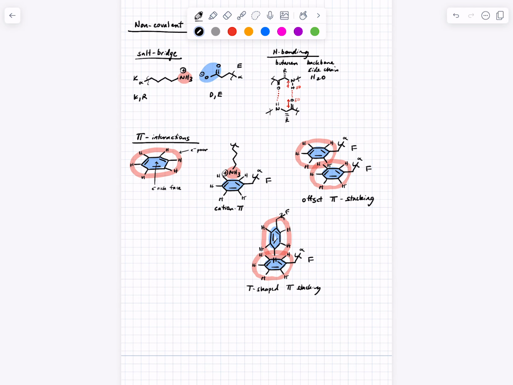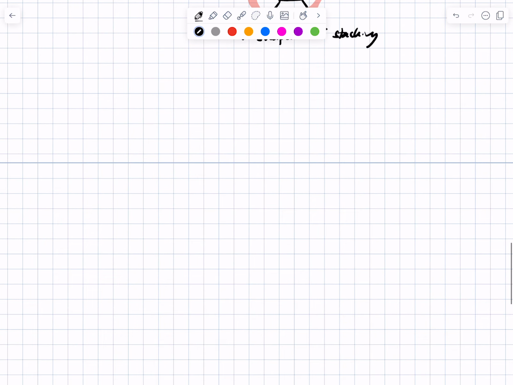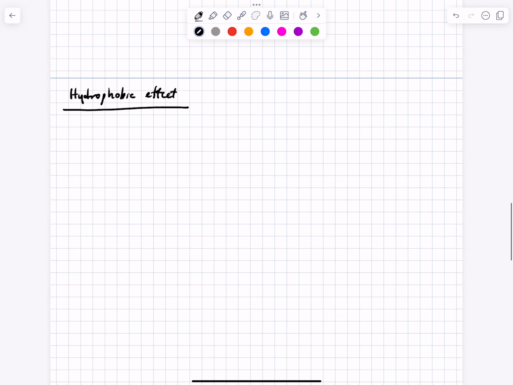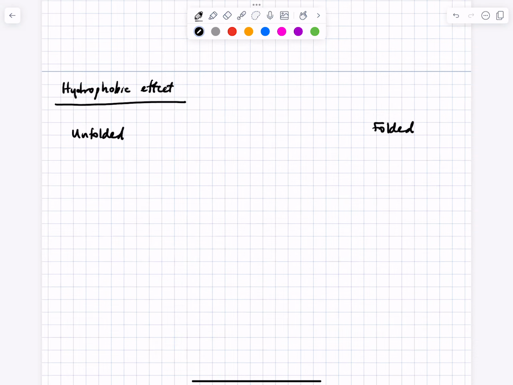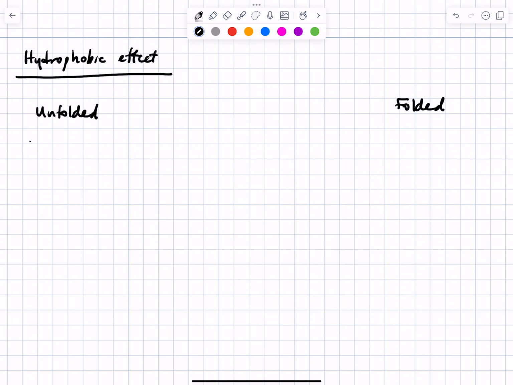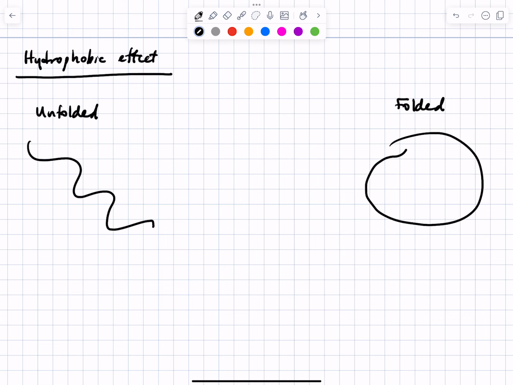And then finally, the most important one that we need to mention is the hydrophobic effect, which is not the same as van der Waals interactions. Van der Waals interactions are relatively weak. To illustrate this hydrophobic effect, we're going to consider the unfolded versus folded conformations of a peptide or a protein. We're going to do this in cartoon form. So there's an unfolded protein, and then here is a folded protein.